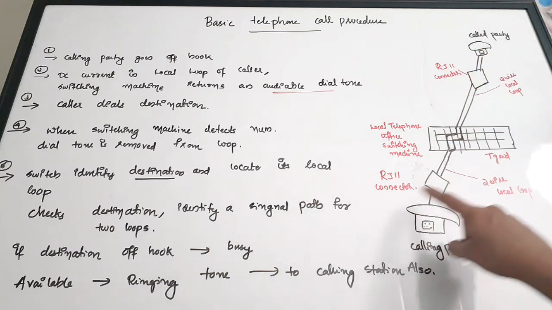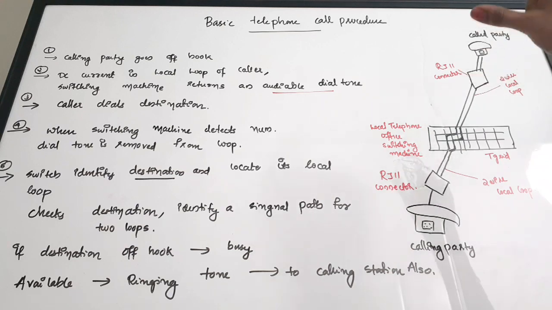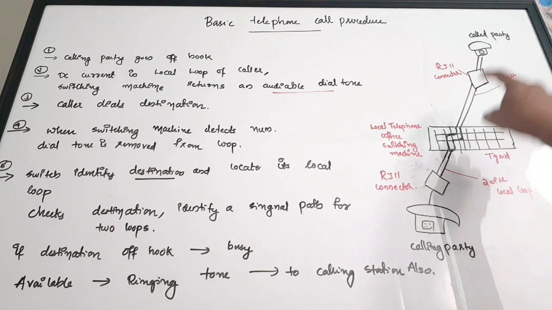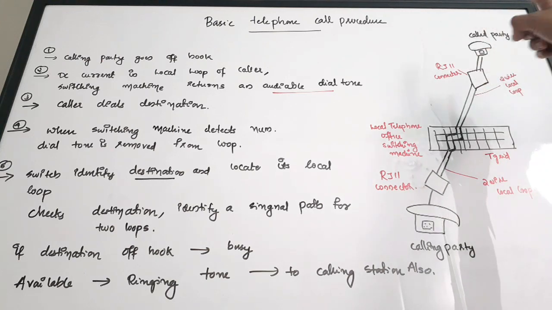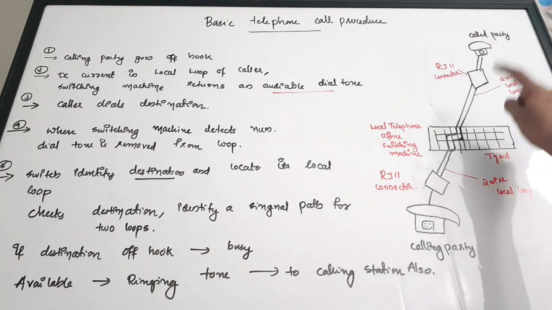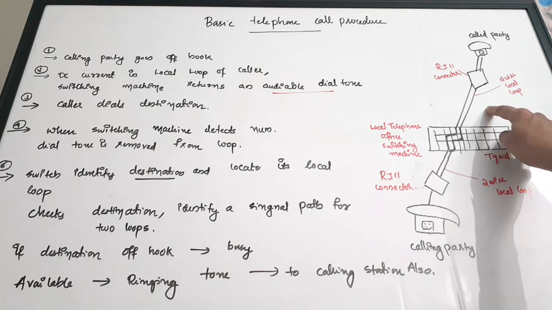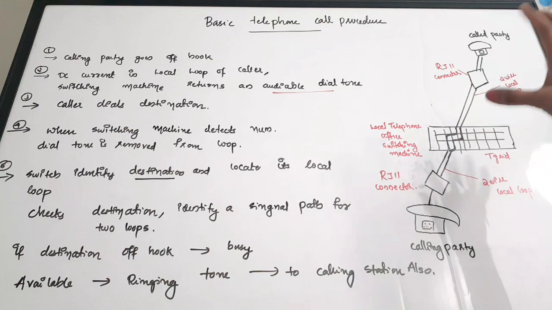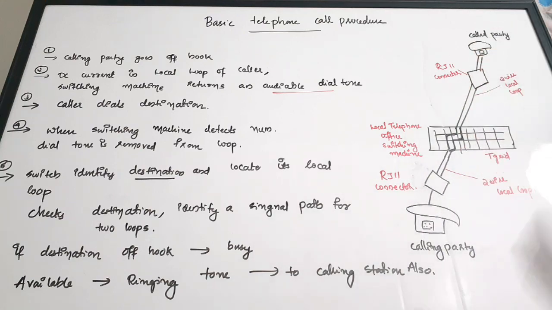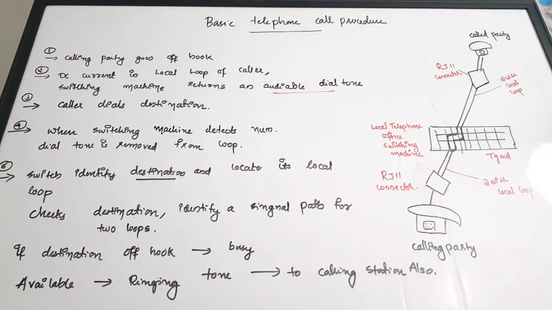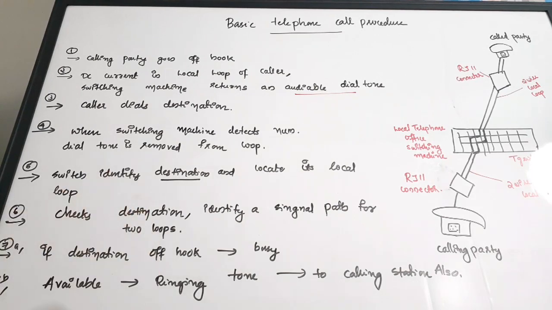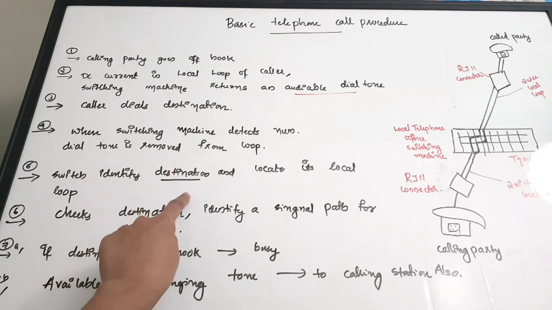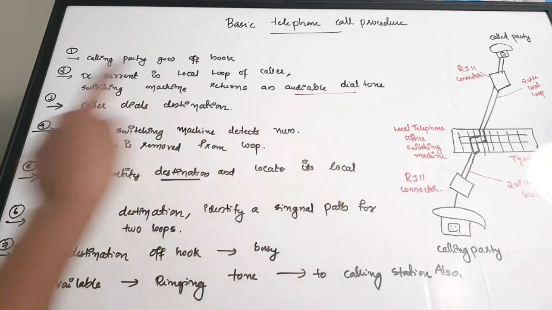So after we dial the destination party's number, the switching machine will identify this party, that is the called party, and also check whether this party is connected with the local loop or with the switching machine. So that is what happens in this fifth step: the switch, meaning the switching machine, will identify the destination and locate its local loop.